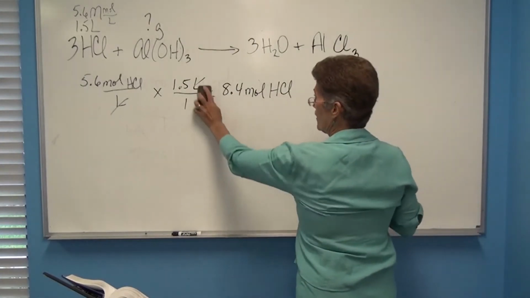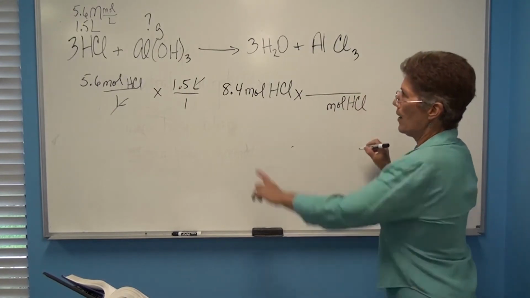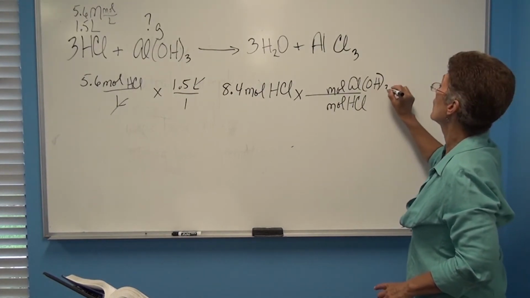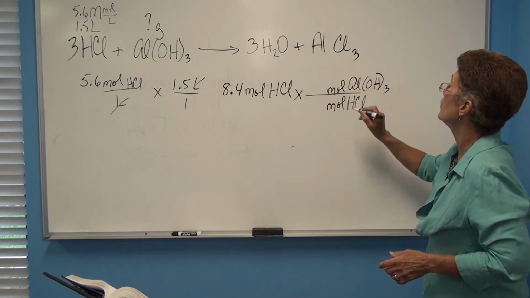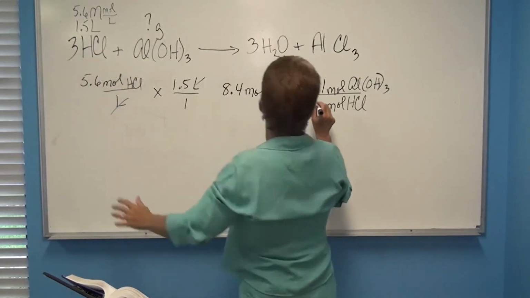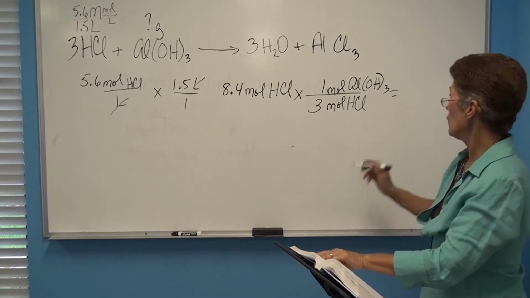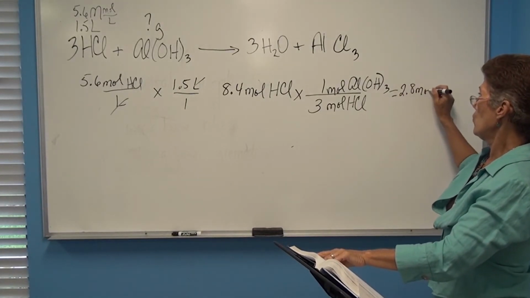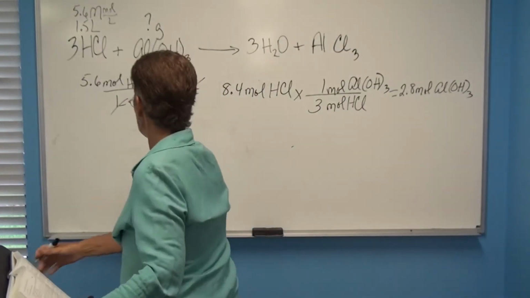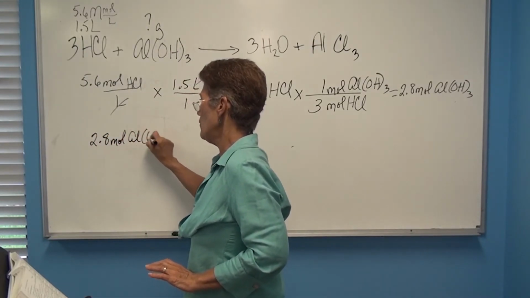Now we go across the mole bridge, so I'm going to get rid of that. We're going to go times line, and we go moles of HCl, and we're trying to get to the moles of aluminum hydroxide. There we go. That's it, aluminum. Okay, this gets a 1. This gets a 3. And so that's going to give us, in 2 significant figures, 2.8 moles of aluminum hydroxide. I'm going to come back over here. So we have 2.8 moles of aluminum hydroxide.